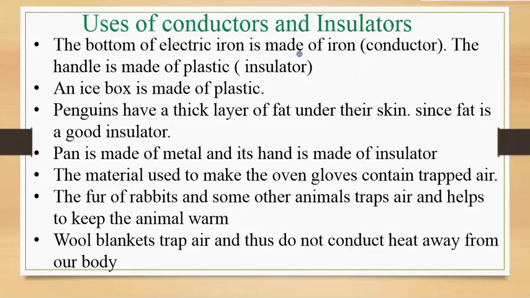Now the uses of conductors and insulators. First of all, the bottom of an electric iron. You know that in the electric iron, the bottom part is made of iron, which is a good conductor. Whereas the upper part, from where we handle the iron, is made of plastic, which is an insulator, so that heat doesn't transfer from the lower part to the upper part. And then an ice box is made of plastic, so that heat loss doesn't take place.